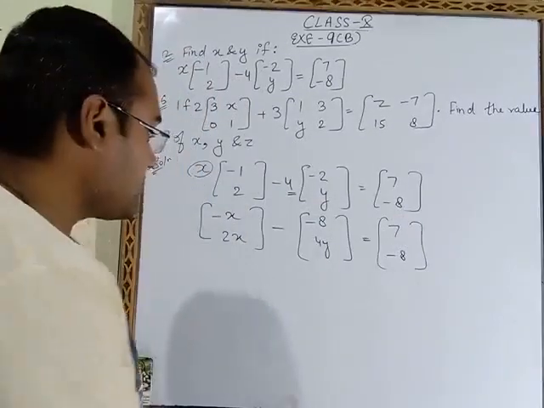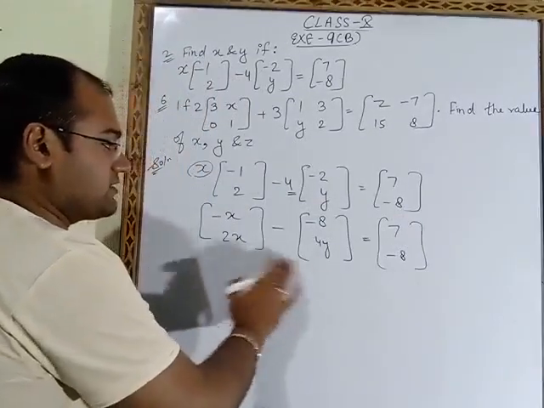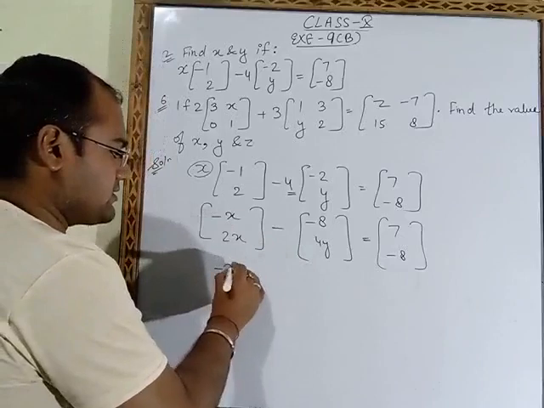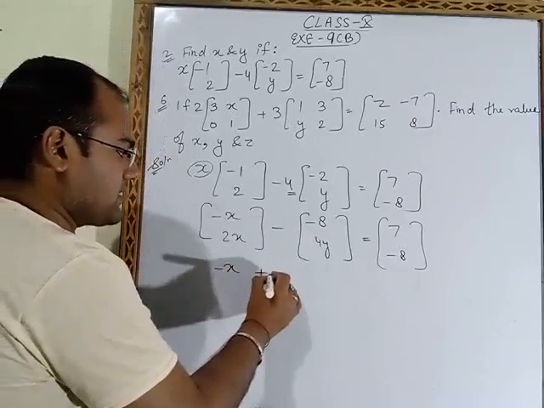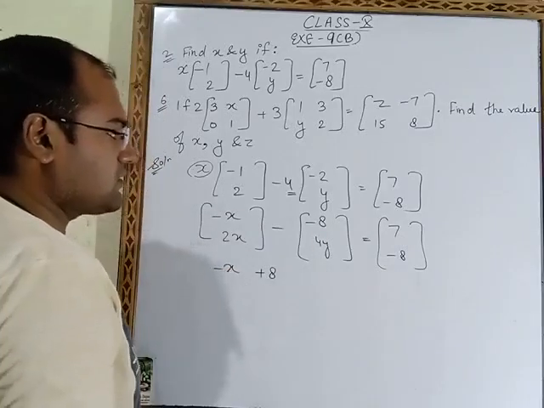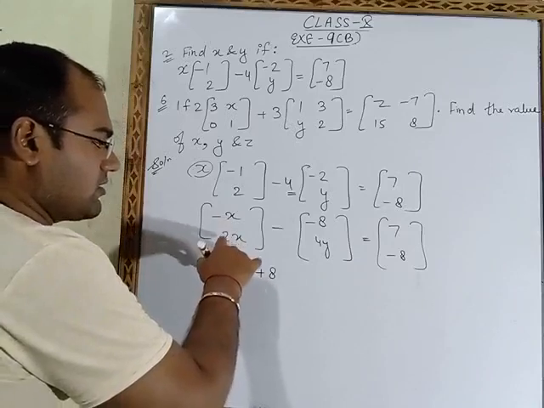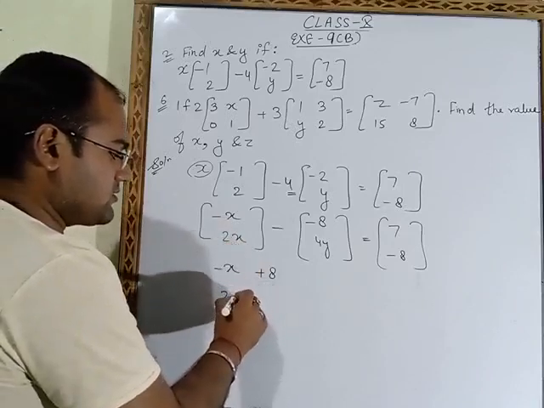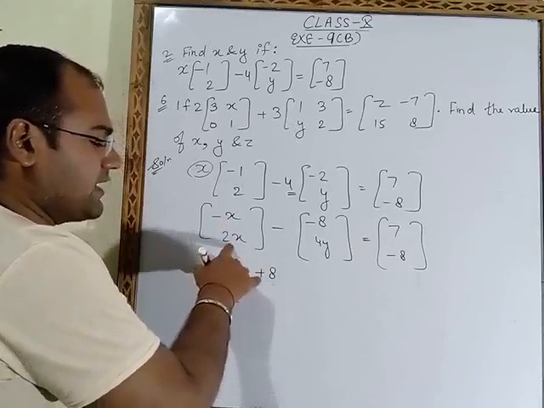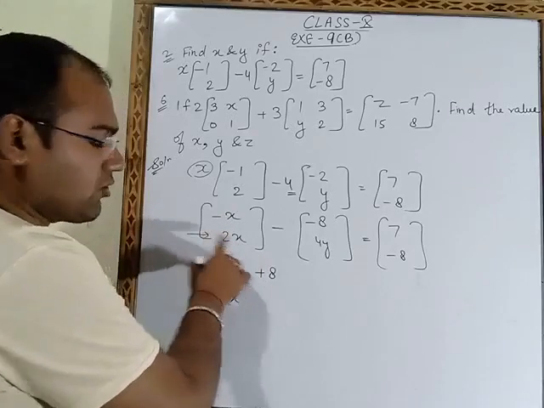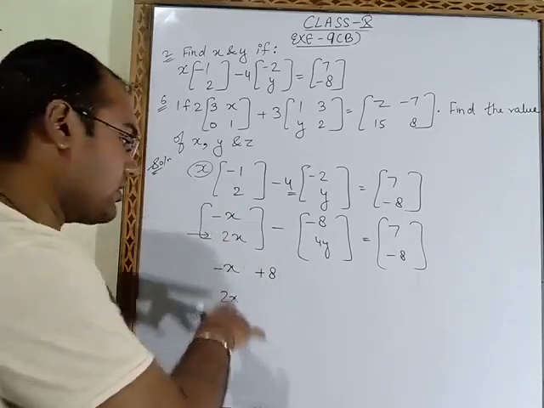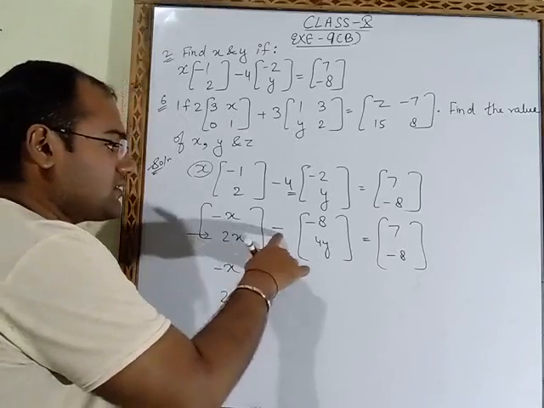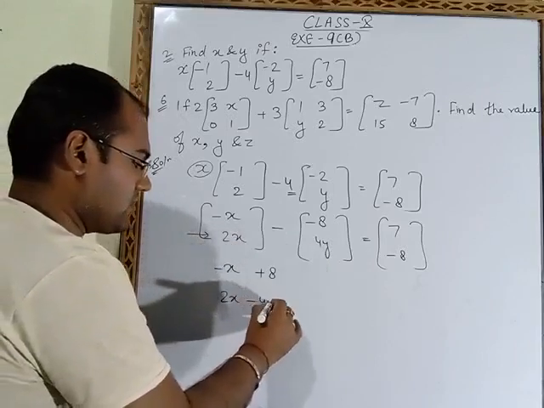Now the next step, we will subtract these two matrices. This is minus x, minus and minus will be plus 8. Now this is 2x. Where is it written? It is written in the second row, so we have to write it in the second row only. This is 2x minus 4y.